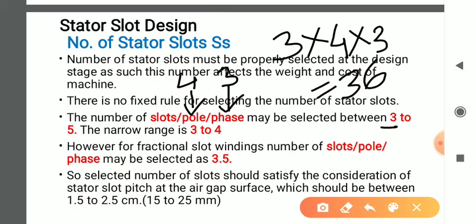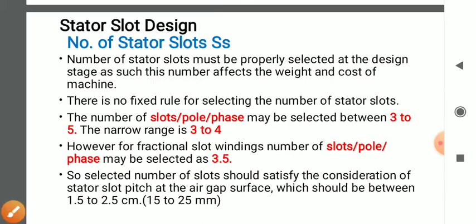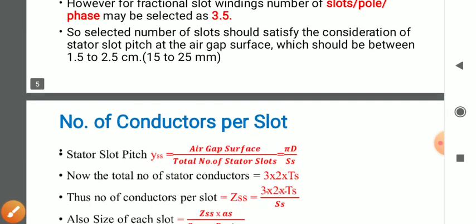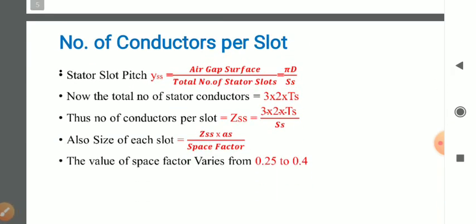So if you choose 3 slots per pole per phase, and if you want to design a 4 pole 3 phase machine, then you require 36 slots. In this way you can calculate the total number of stator slots. Then how to decide the number of conductors per slot?